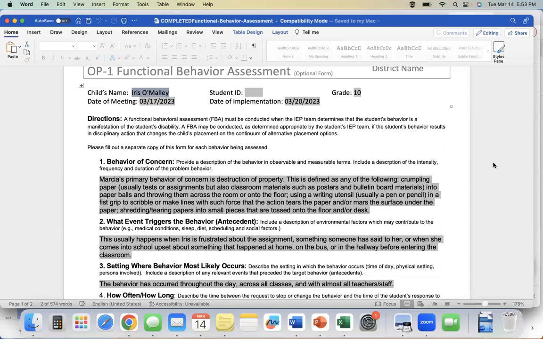The forms walk you through it pretty well, I think, but there are just a few things that I definitely want to clarify. So the first thing that we look at is a behavior of concern. And we want to make sure this is observable and measurable. So meaning I can see the behavior, you would be able to see it independently, and it's something that you could take data on. So we're seeing the same thing.